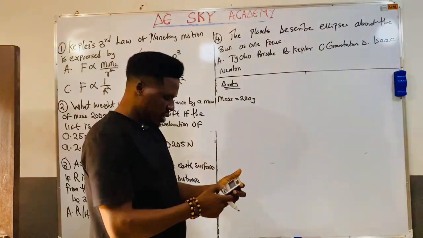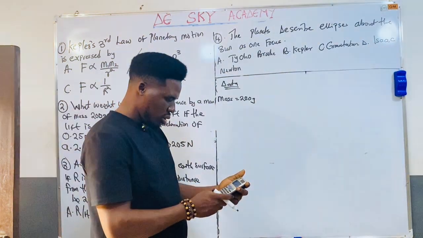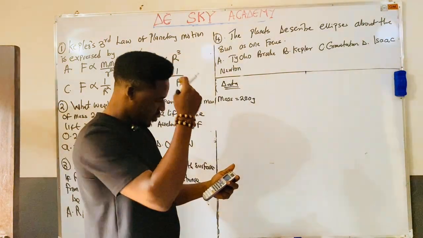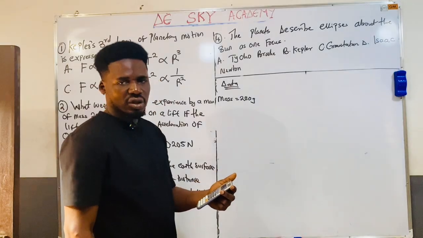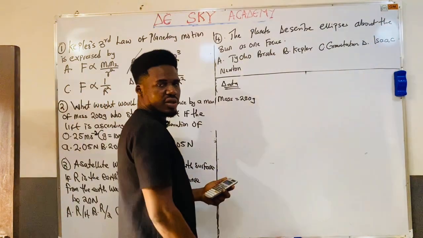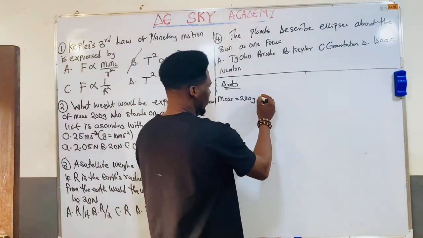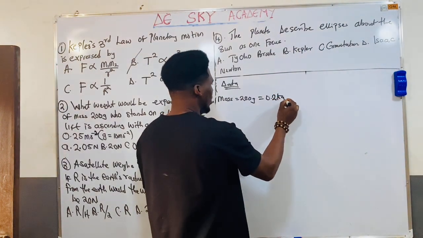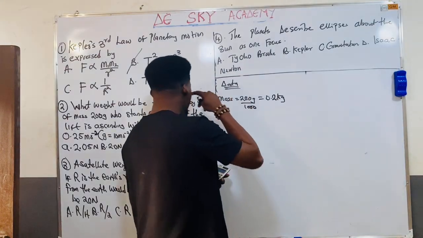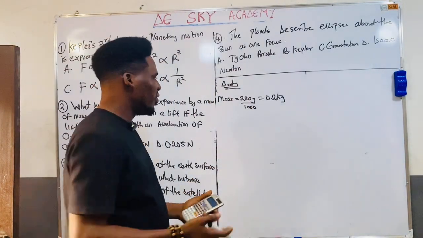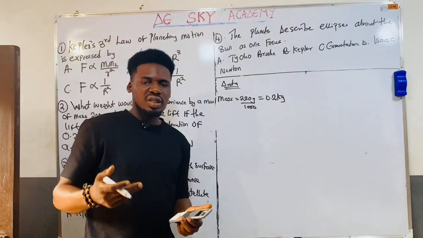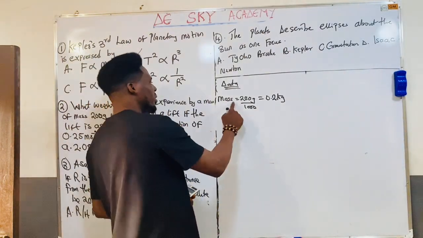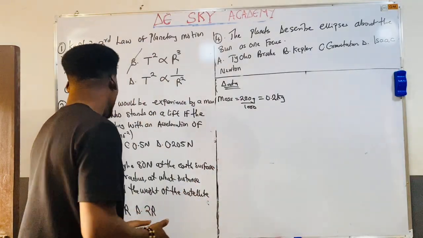So how do you convert gram to kg? I will have 200 divided by 1000. So 200 divided by 1000, what are you going to have? I will have 0.2 kg. That means if you want to convert gram to kilogram, you divide by 1000. But if you want to convert kilogram to gram, you times by 1000. But remember, in physics, the SI unit for mass is kilogram. That is the first one.